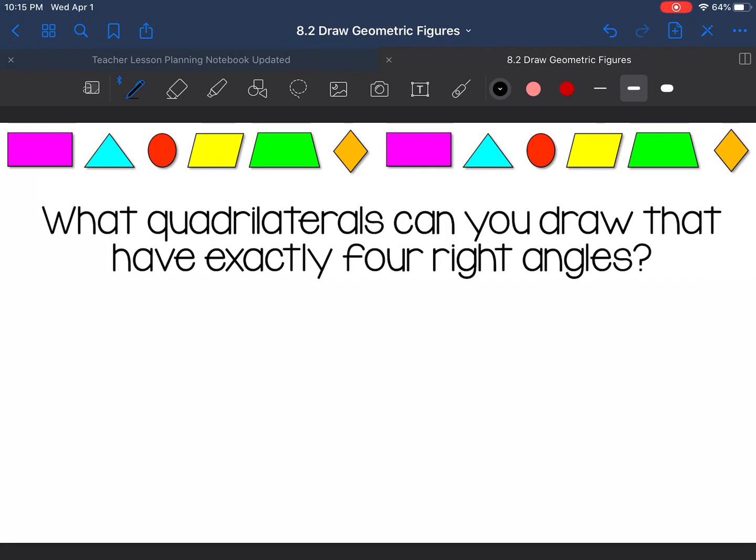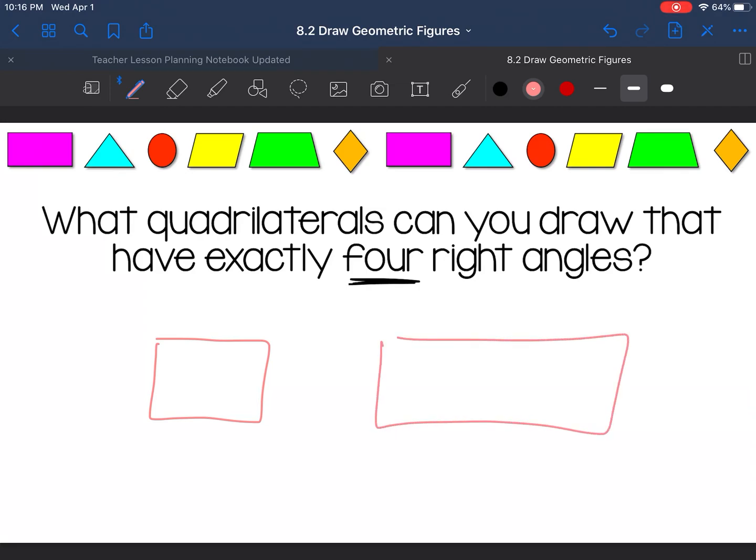So let's look at some examples. What quadrilaterals can you draw that have exactly 4 right angles? Okay, so let's go back to what we've done. Let's think. There were only 2 shapes that we talked about having right angles, and we want to talk about those that have 4. So what 2 shapes did we talk about that had 4 right angles? We talked about a square and a rectangle. So what quadrilaterals can you draw that have exactly 4 right angles? A square and a rectangle.